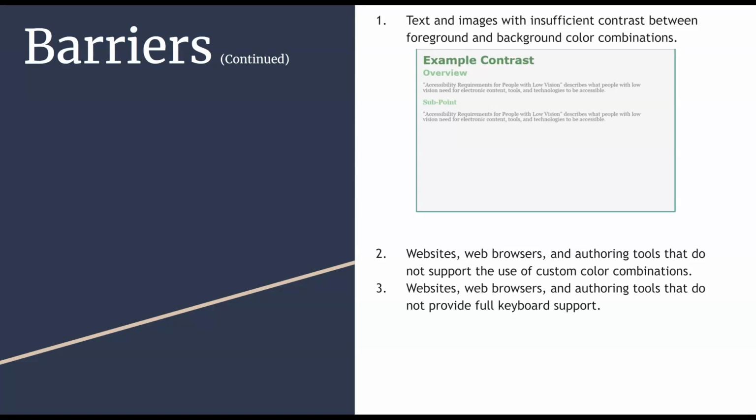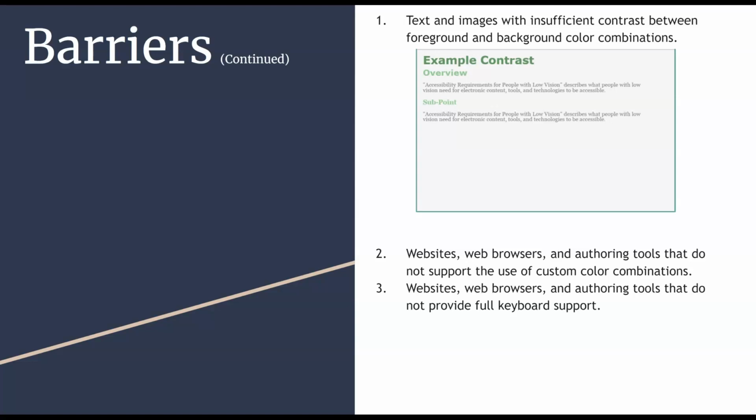Some other barriers. Text and images with insufficient contrast between foreground and background color combinations. So as seen in the example, it could be very difficult to tell the difference between the header, the text, and the background. Some other potential barriers. Websites, web browsers, and authoring tools that do not support the use of custom color combinations. Another piece of low vision can be color blindness, or the ability to tell differences between certain shades of colors.